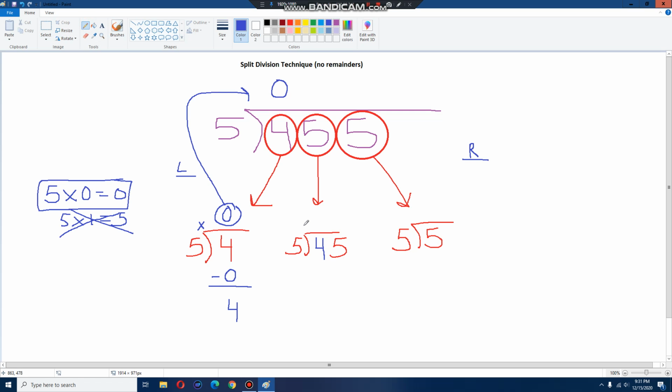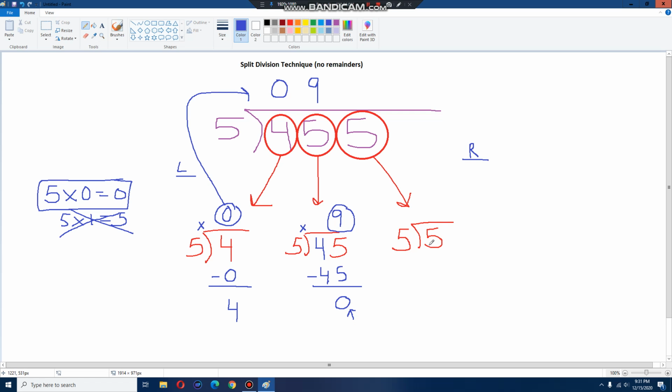Now that the 4 has become 45, you can do 5 times some number equals 45. That answer is 5 times 9, because 5 times 9 is 45. When you subtract, you get 0. Don't forget to put this answer on top of this 5. Now you check: that's a 0, which means there is no homeless number and no number without a friend. All numbers are happy and satisfied.